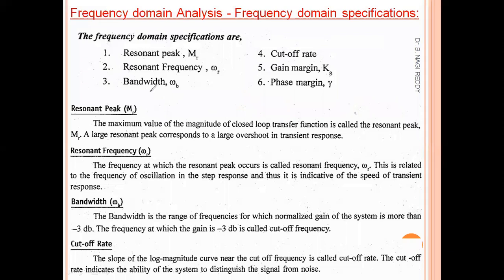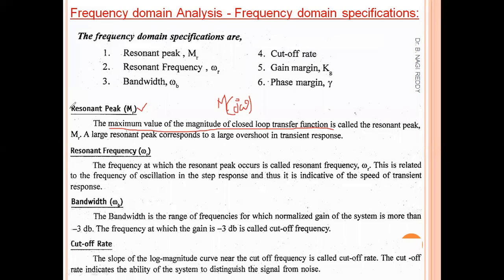Now, coming to the definitions of frequency domain specifications, the first one is the resonant peak. So the resonant peak, which is M R, is nothing but the maximum value of the closed loop transfer function. The maximum magnitude of the closed loop transfer function is called the resonant peak. So generally the transfer function M of j omega will have magnitude as well as angle, right? That magnitude, the maximum value of this transfer function, represents the resonant peak, M R.